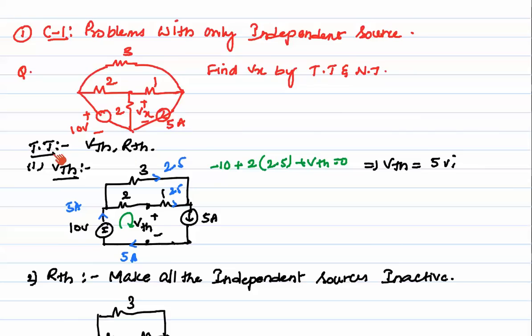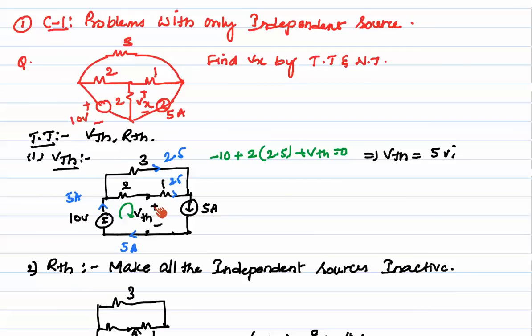So first, in Thevenin's theorem we need to find VTH and RTH. First we will find VTH. For VTH, what we will do is first open the output terminals. Here we need to find Vx, so at that point I will open it, and I will name it as plus minus VTH like this. Okay friends. Next.